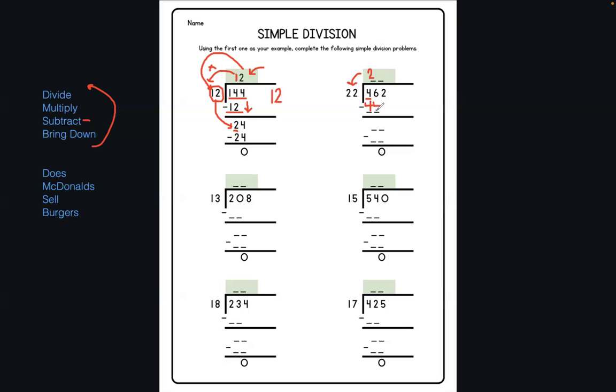Now we're going to do subtraction. So 46 minus 44 is 2. Now we're going to bring down this number. So we divided, multiplied, subtracted, and brought it down. So now we're going to restart it. How many times does 22 go into 22? It goes into it one time. That was our division. Now 1 times 22 is 22. Now we do our subtraction. 22 minus 22 is 0. Now, since we have nothing left, we know that 21 is our quotient.